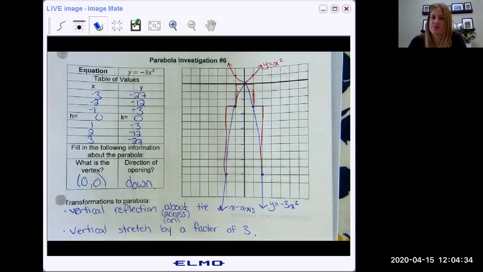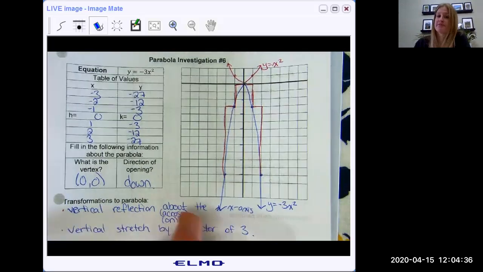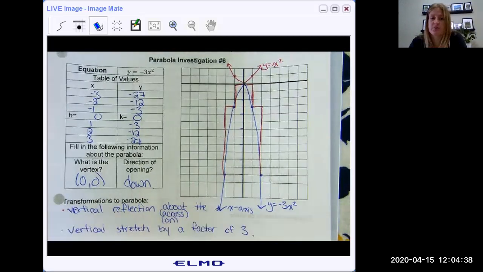2 graphs to go, guys. We got this. If you've got this copied out, flip it over. Okay, start the next one.